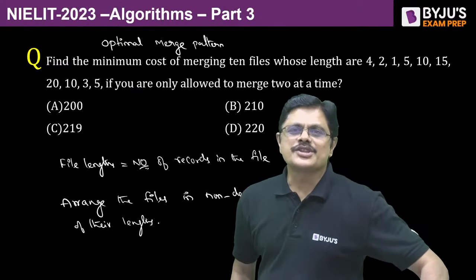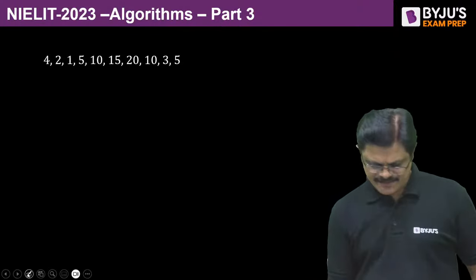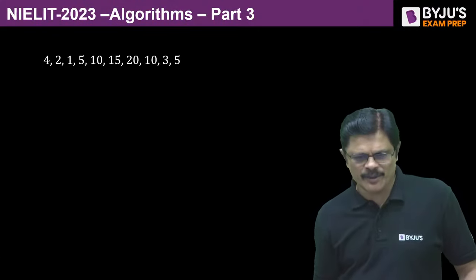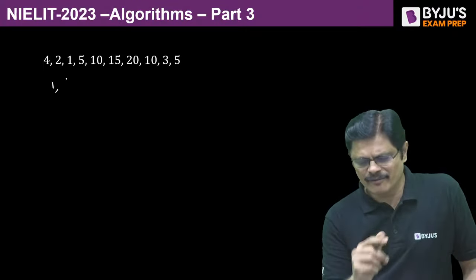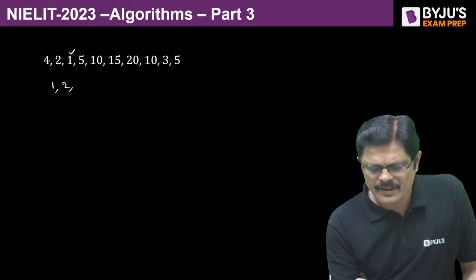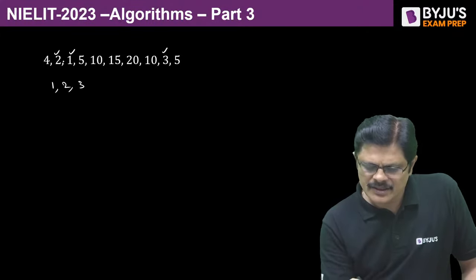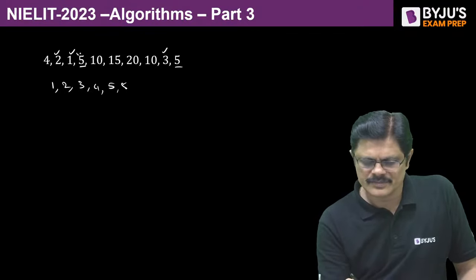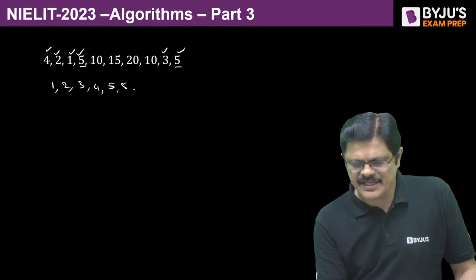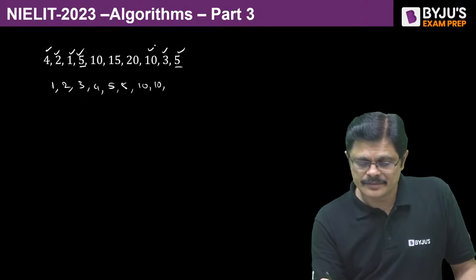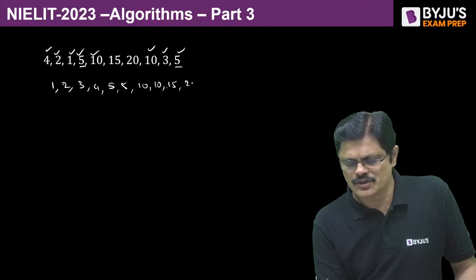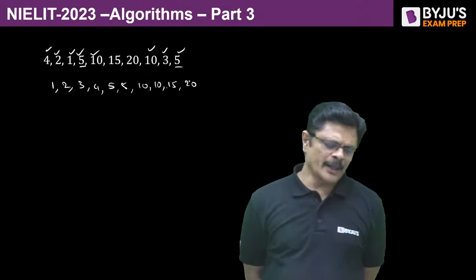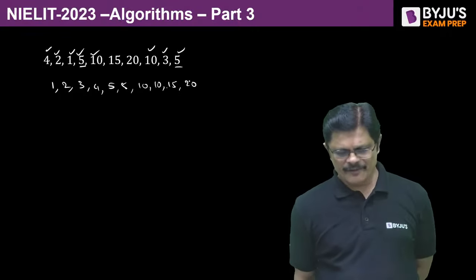That is one very interesting question, my dear friends. So first let us arrange them. The procedure would be similar to that of your Huffman coding problem. First file length 1, then 2, then 3, 4, there are two 5s, then 10, two 10s are there, 15, 20. If anything is missing, please let me know. 1, 2, 3, 4, 5, 5, 10, 10, 15, 20: 10 files with the record lengths given.